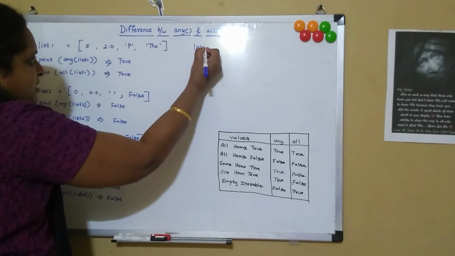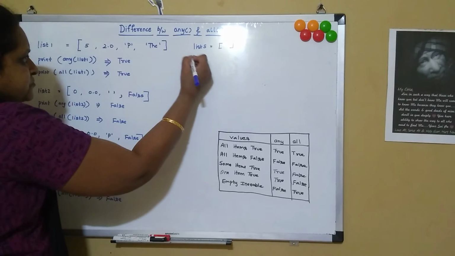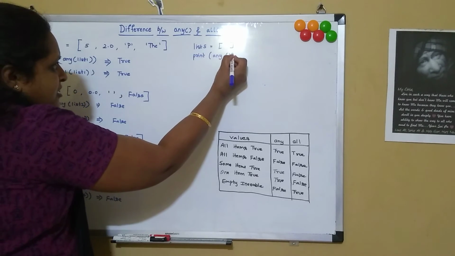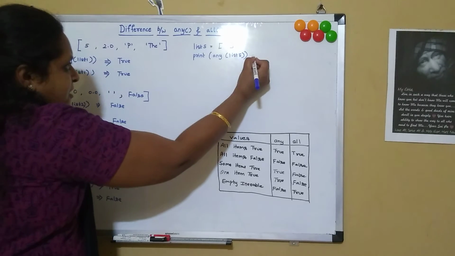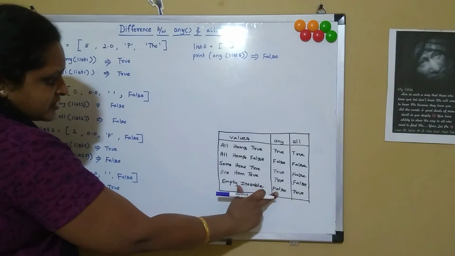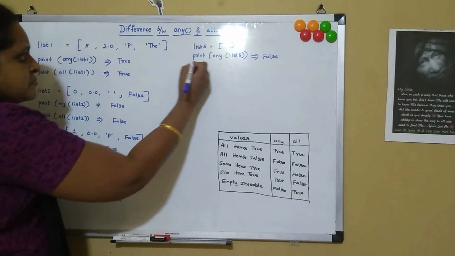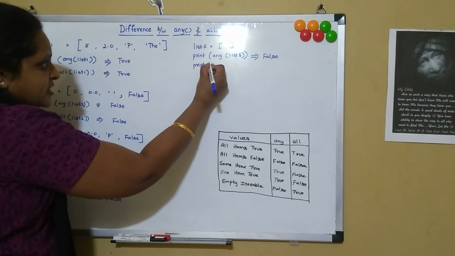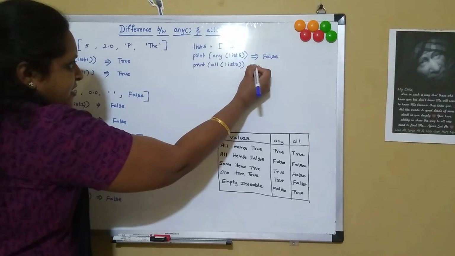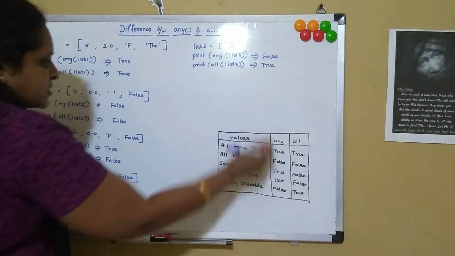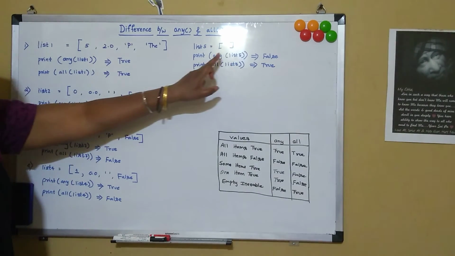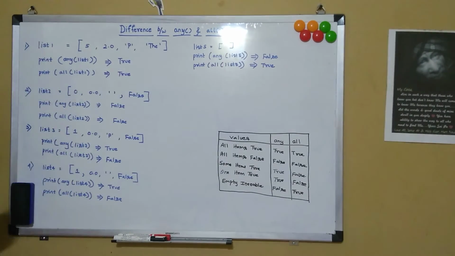so list 5 equal to an empty iterable. Now if I say print any of list 5, it will return false, since we are passing an empty iterable. And the same list 5, if I pass to an all function, all list 5, then it will return true, because for empty iterable, all built-in function returns true, while any built-in function returns false.